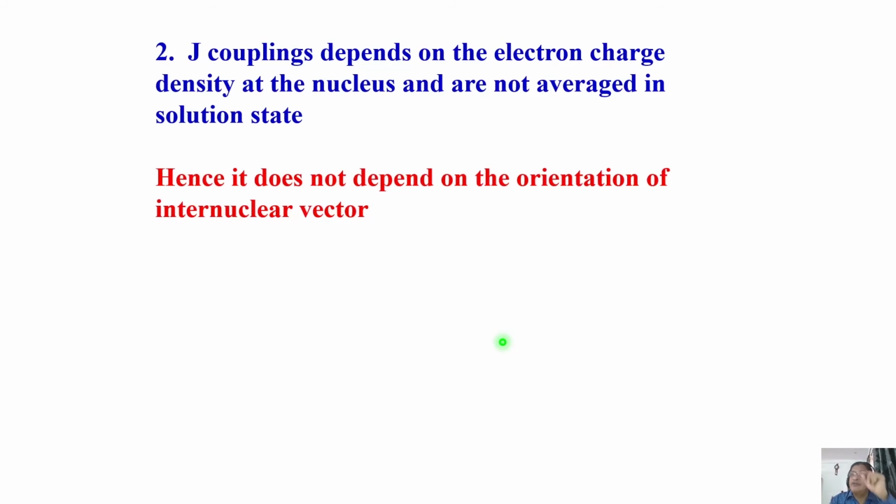Remember, in the first or second class when I was discussing with you, I did say that dipolar coupling is direction dependent. It is orientation dependent. I said that it gets averaged out because of motion averaging in solution, so it vanishes. But I also said J coupling does not vanish. This is the reason. It depends on the electron charge density and is not averaged in solution state, and it does not depend on the orientation of the internuclear vector, unlike dipolar coupling. So J coupling has no direction dependence.